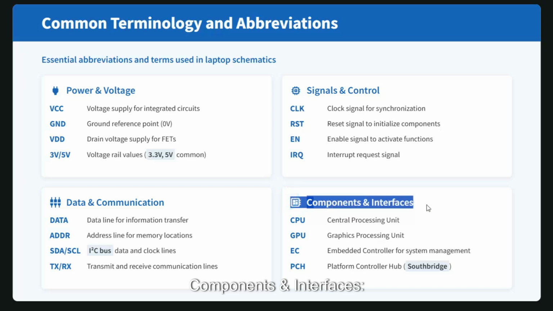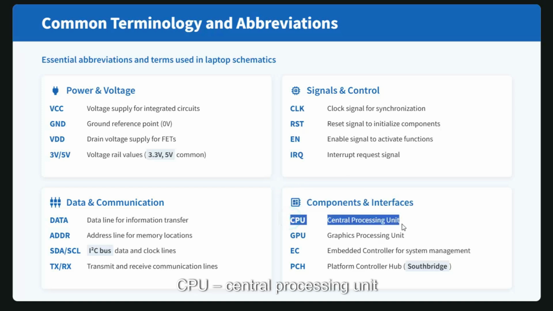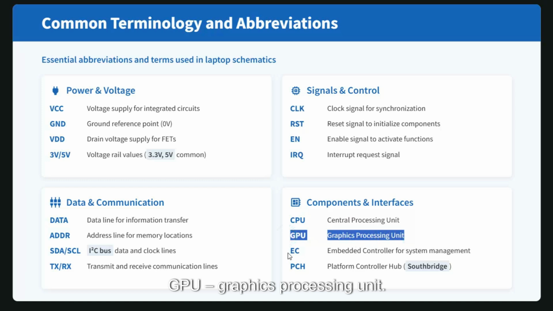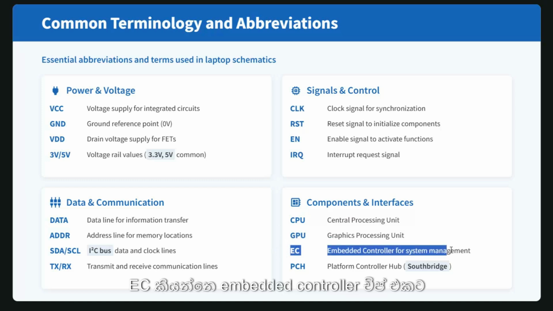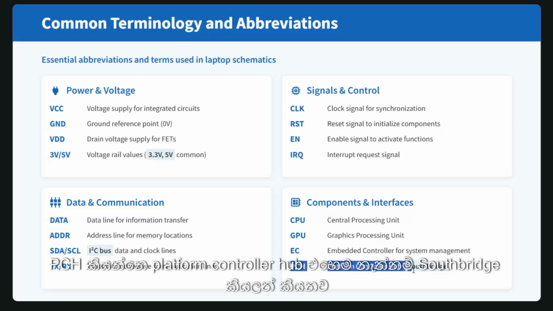And in terms of components and interfaces, CPU is the central processing unit. GPU is the graphics processing unit. EC is the embedded controller, which manages system functions. And PCH, the platform controller hub, also known as the South Bridge.